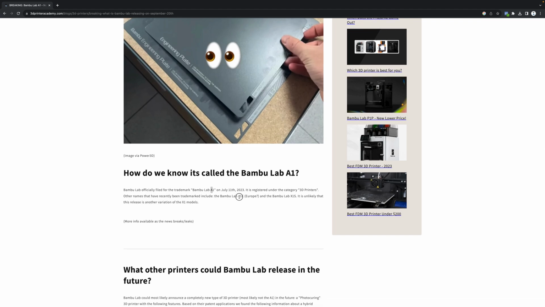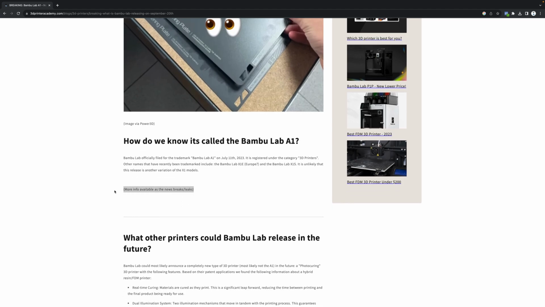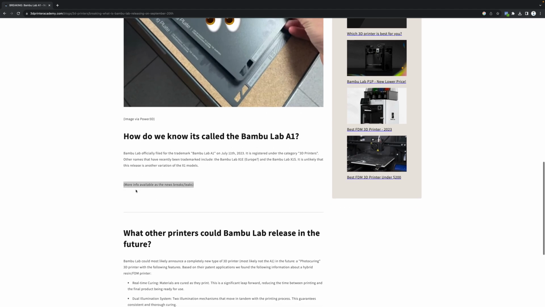There's also the XE1, maybe Europe. I'm not sure about that, or the X1S. Actually, now that I'm thinking about it, X1 small. I don't know. I'm not sure. S1 smart, X1 small. I don't know about that. But these are also some potential printers that will come out in the future. So we're breaking the info as it leaks. So right now, this is what we have.